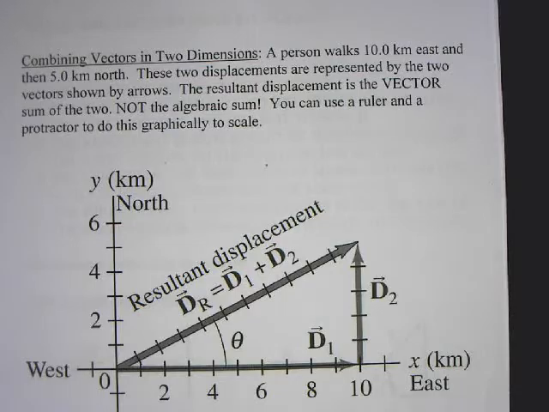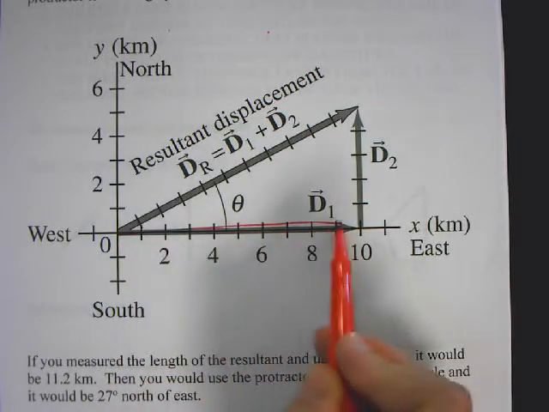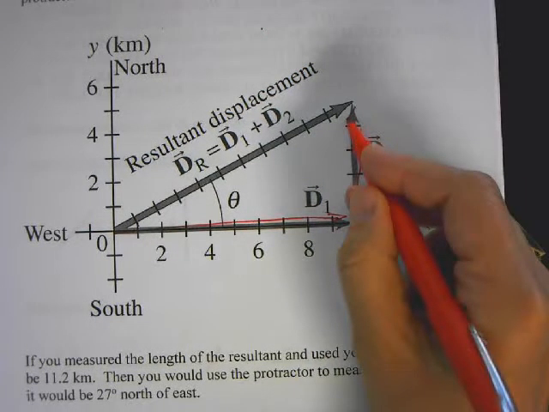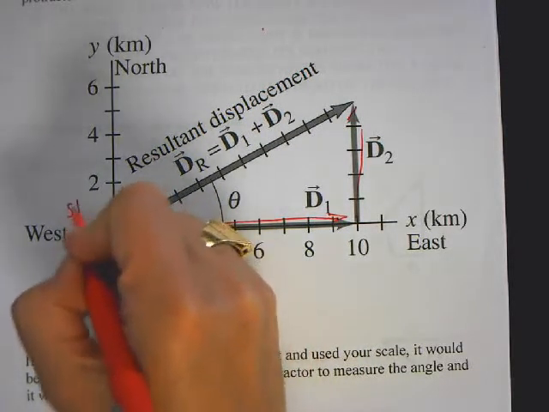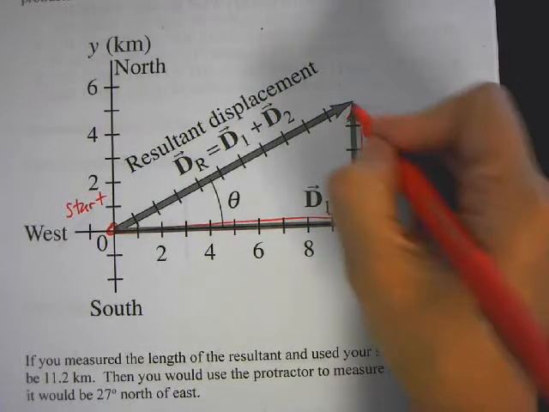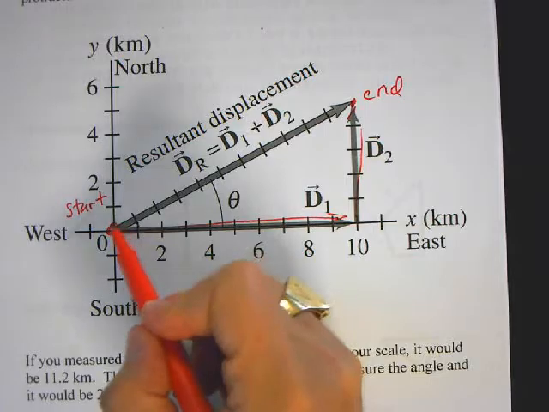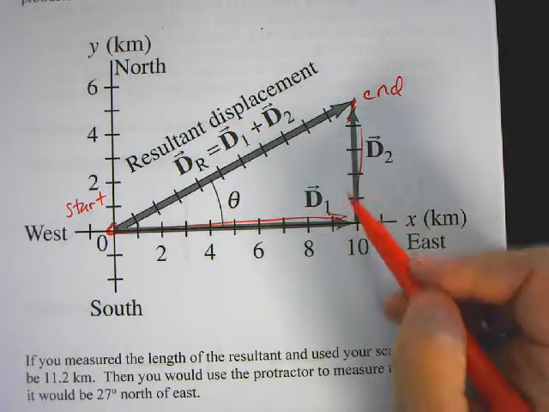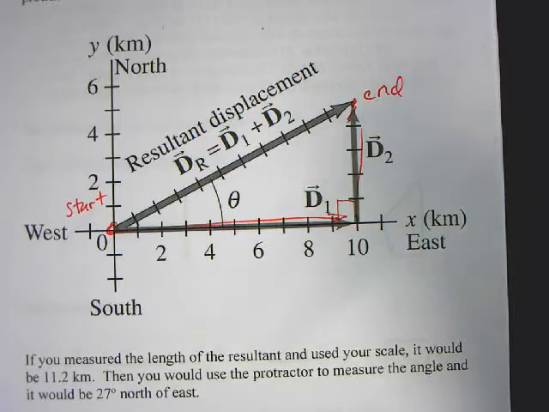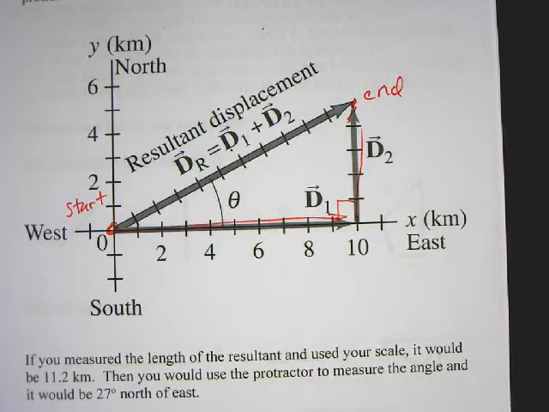So let's say I had one vector here, this one was 10, and this one was 5. To find the resultant, from where I start to where I end up, these have to be added head to tail, and then I would measure this. Now, we can all do this mathematically, because this is a right triangle. If I wanted to find the hypotenuse of this right triangle, I would just use the Pythagorean theorem.